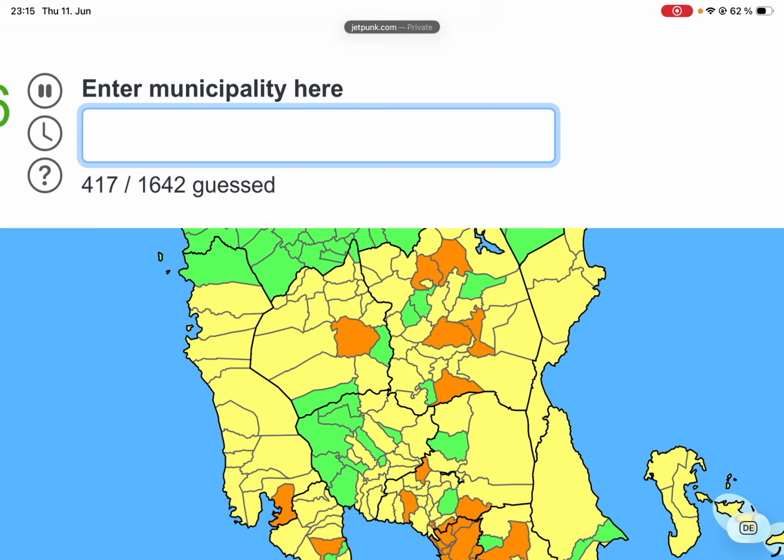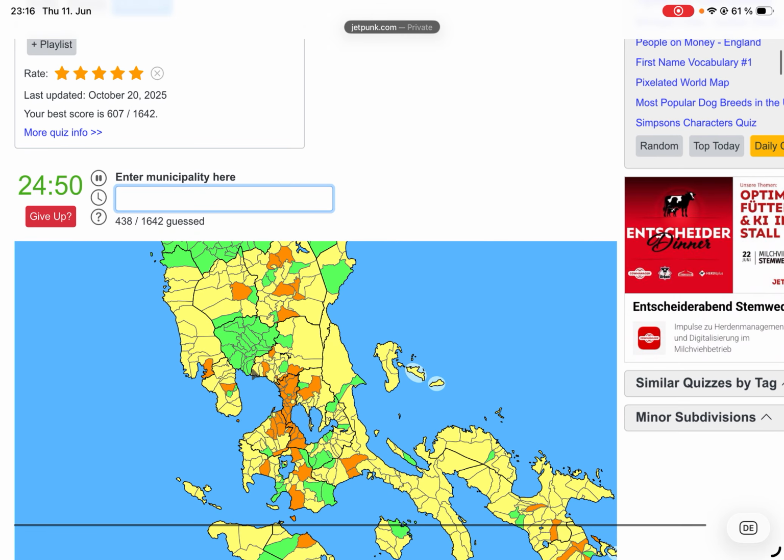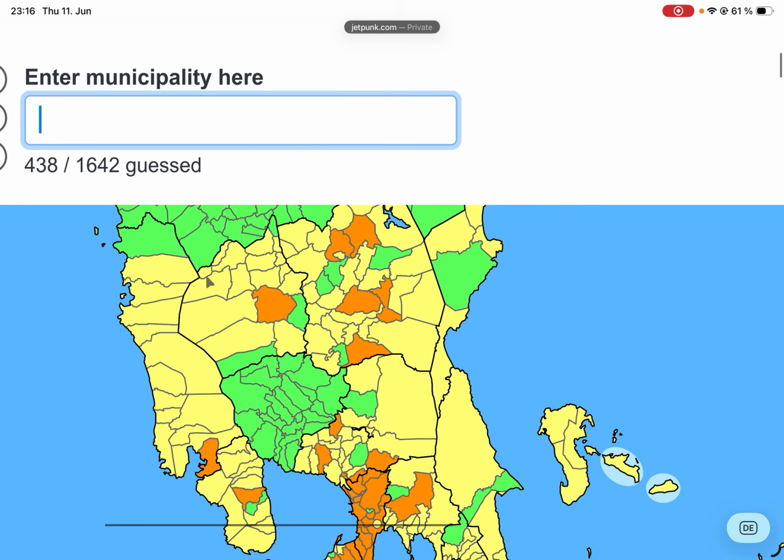We also have Bacolor and Santa Rita. Here we have Mexico, like the country. We have Magalang. We have Arayat, Candaba, San Luis. This should be San Simon, Apalit, Minalin, Sasmuan, Macabebe, and Masantol. Okay, so let's continue with the province right north of Pampanga.